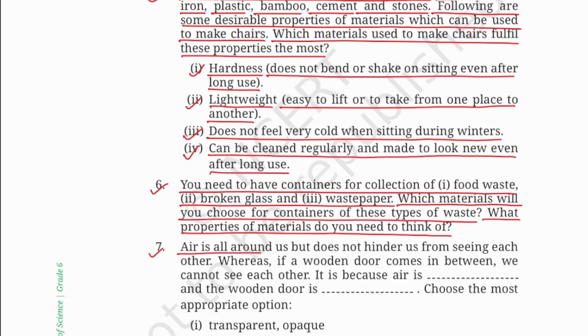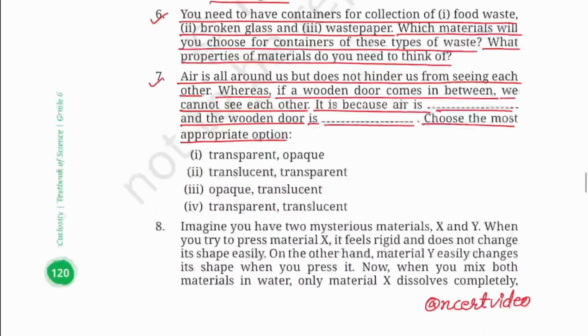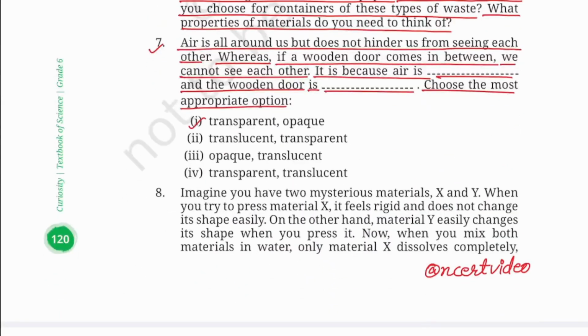7. Air is all around us but does not hinder us from seeing each other. Whereas, if a wooden door comes in between, we cannot see each other. It is because air is dash and wooden door is dash. Choose the most appropriate option. 1. Transparent, opaque. 2. Translucent, transparent. 3. Opaque, translucent. 4. Transparent, translucent. Air is transparent and wooden door is opaque. So the first answer is correct.